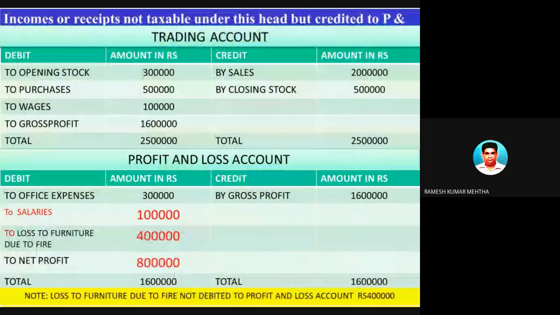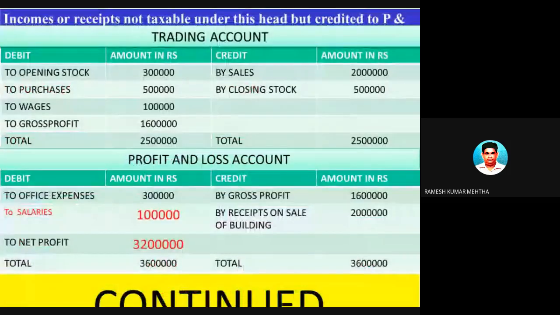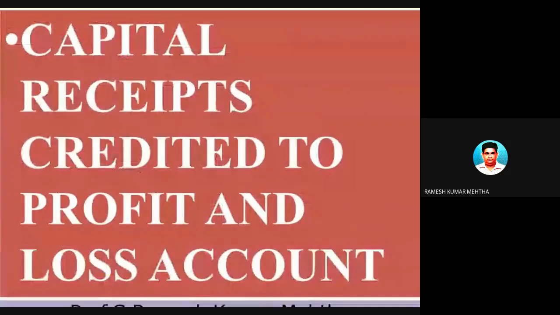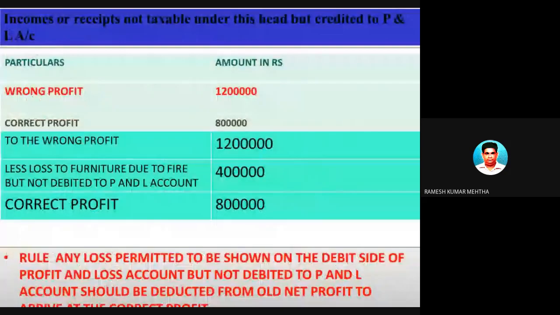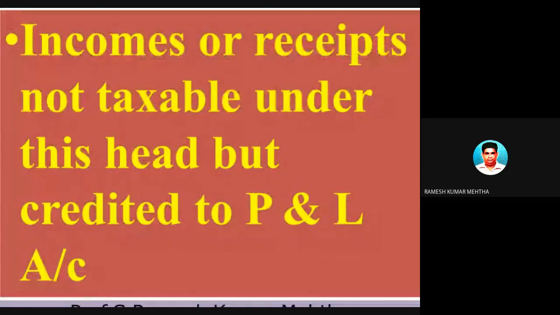Let's take a small example. The gross profit is 16 lakh rupees. By receipt on sale of building... Sorry, a small mistake, I apologize. Just a moment. Incomes or receipts, not okay.